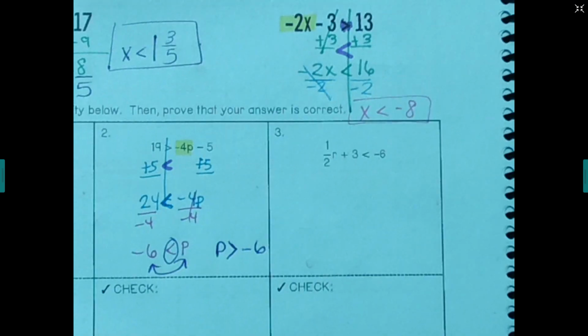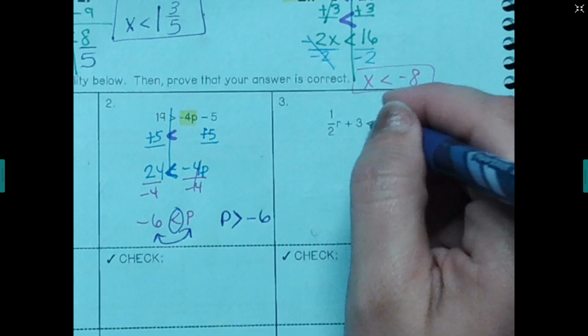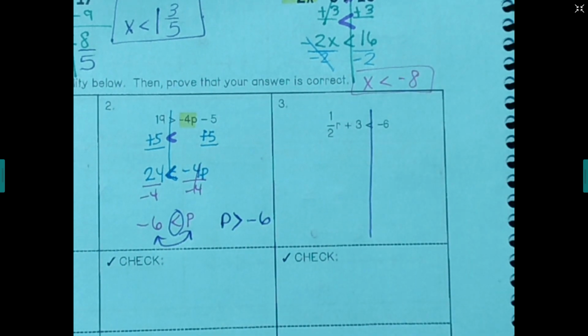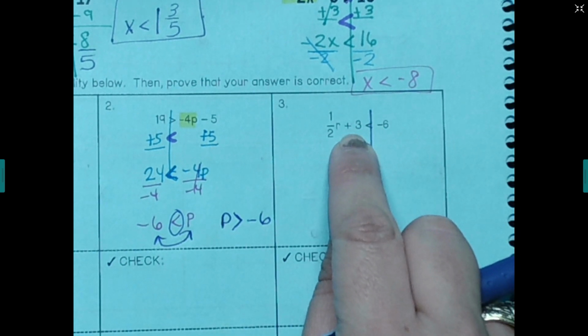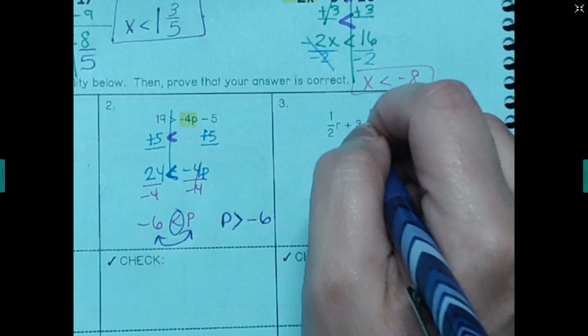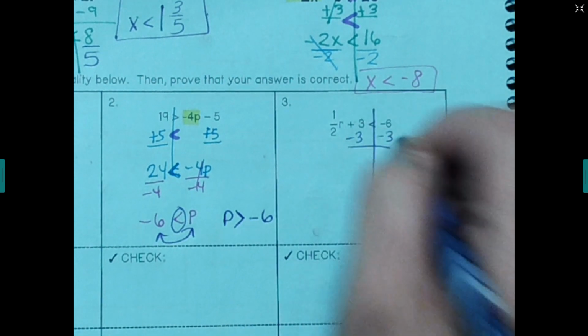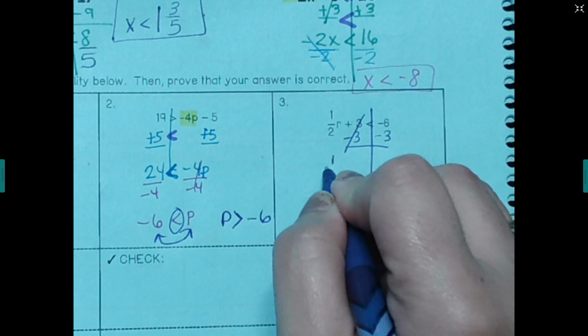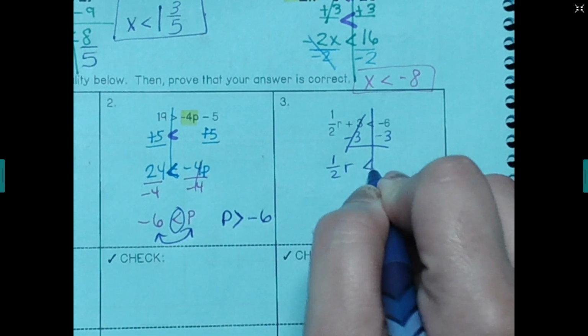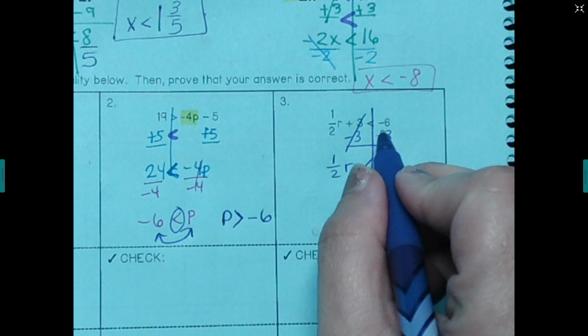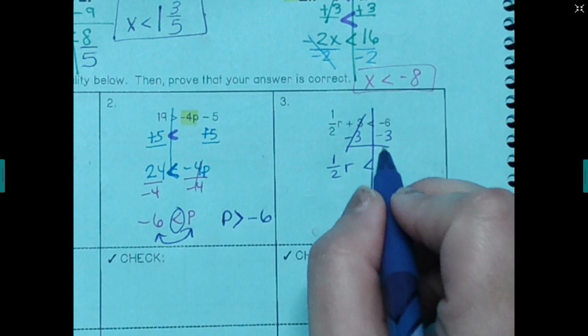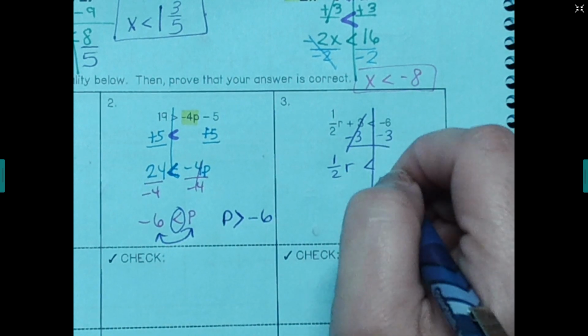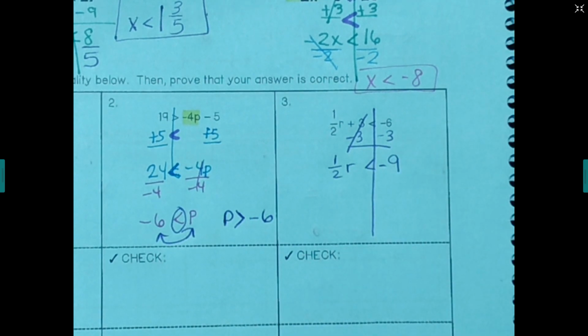All right. Number 3. Draw my line. My plain number is that +3. The inverse is -3. Those guys cancel out. I'm left with 1/2 r is less than, same sign means sum. So -6 plus -3 is -9. Same sign sum. Same sign sum. Oh, man.